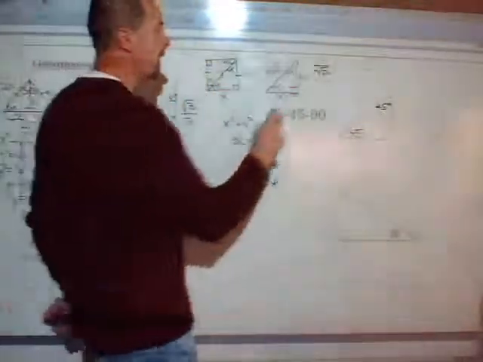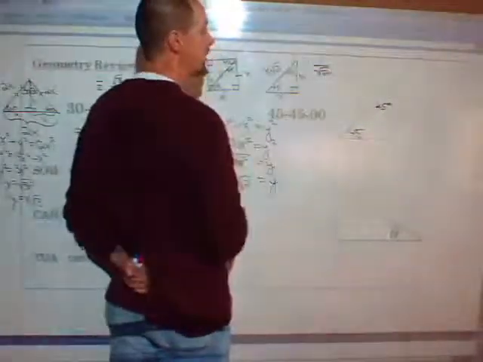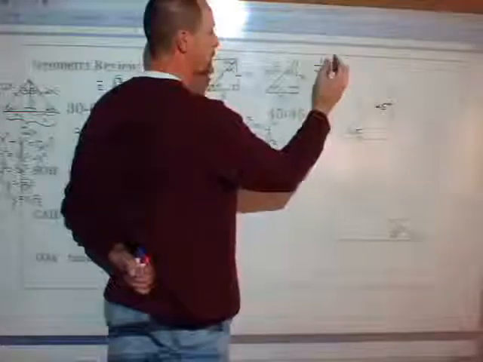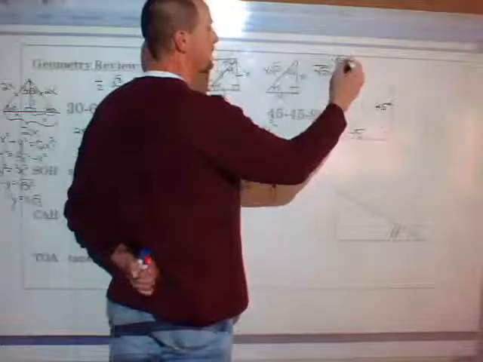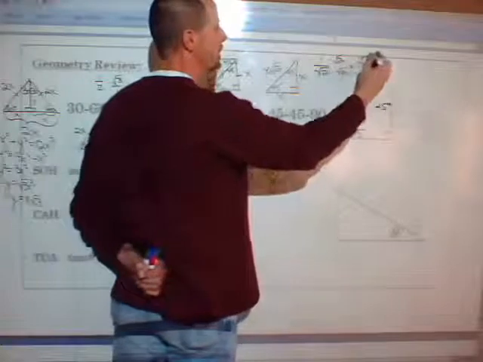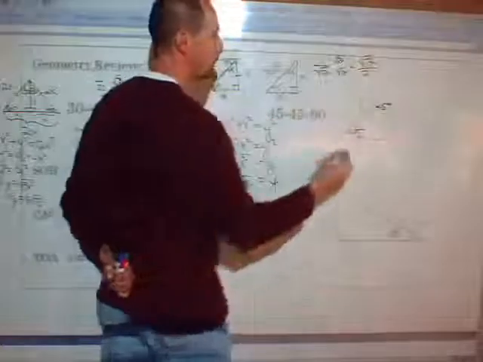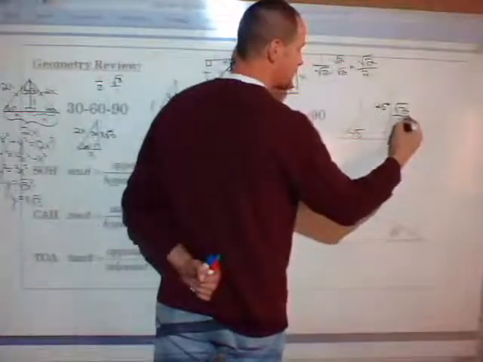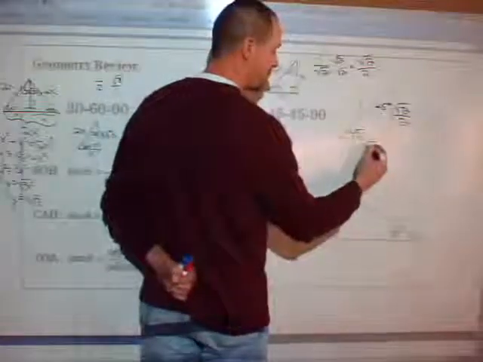But we know you can't leave a square root in the denominator, so we're going to rationalize this. We're going to multiply top and bottom by square root of 2, which gets you square root of 2 over 2. So this side of the triangle is going to be square root of 2 over 2, and this side of the triangle is going to be square root of 2 over 2.